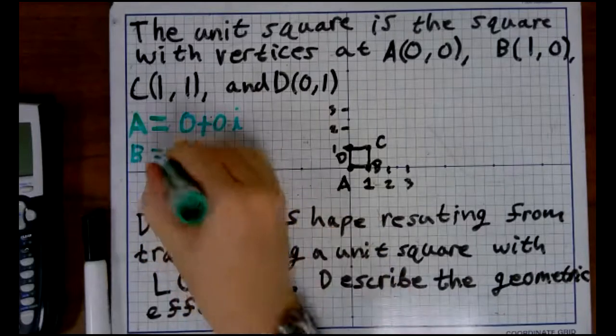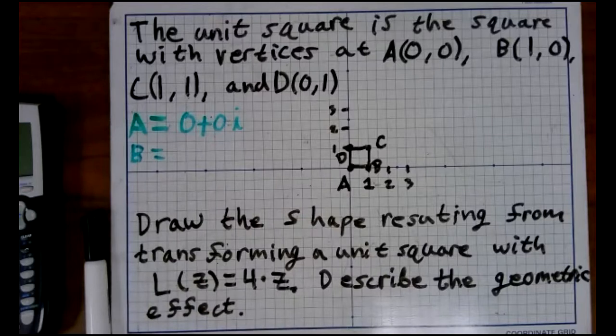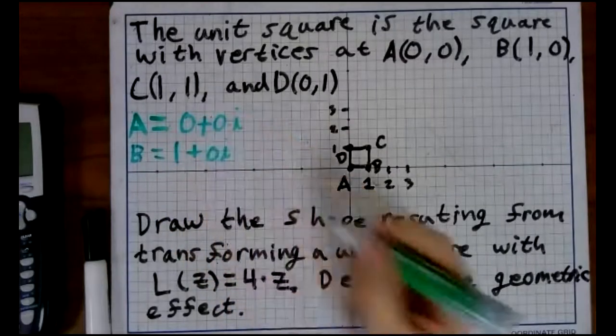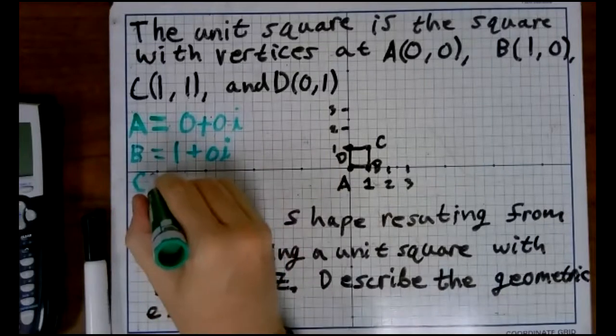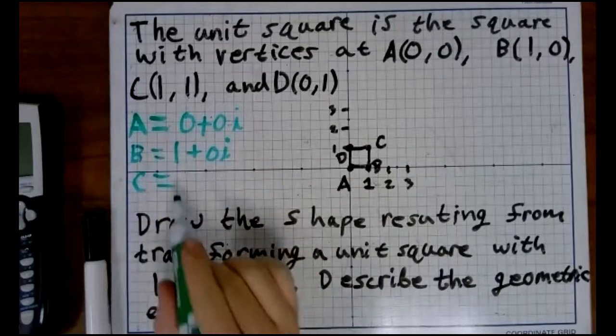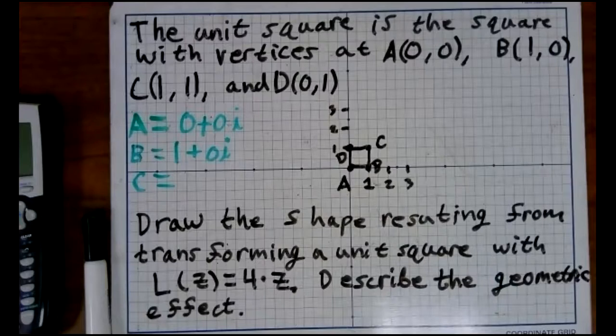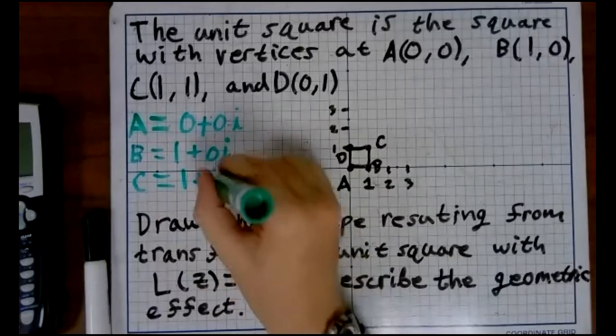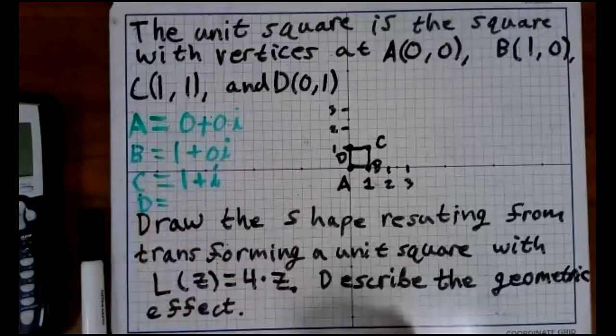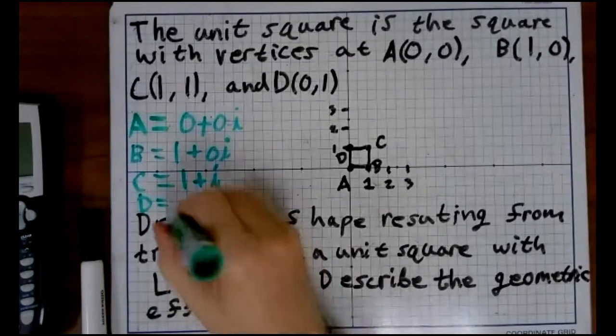So what is B as a complex number? One plus zero i. Exactly. 1 plus 0i. Hopefully you're picking this up by now. What is C? 1 plus 1i, or simply 1 plus i, because 1 times i is i. And finally, D. 0 plus 1i. Exactly.